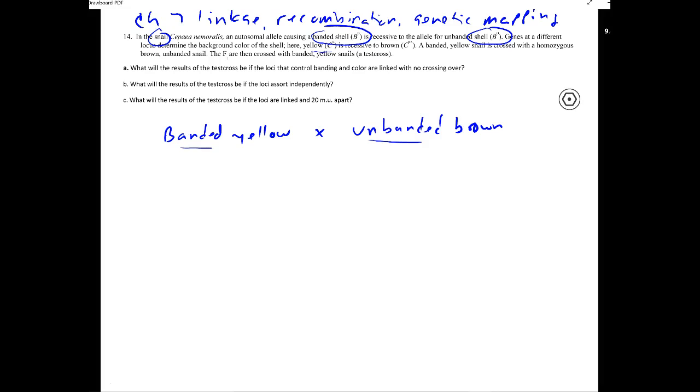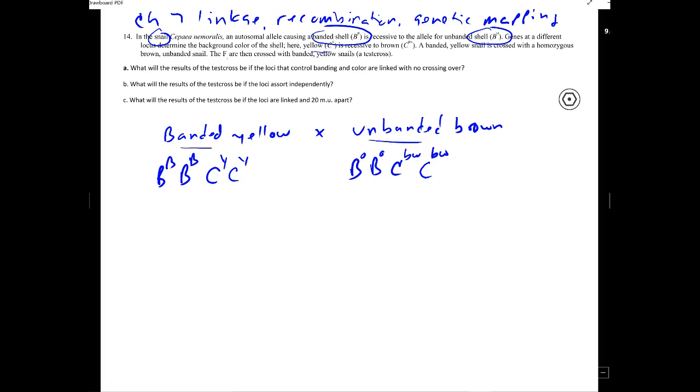So if it's banded yellow, we know what the genotype is. That means we have big B, so that's banded. We're homozygous for that. We're yellow. We're homozygous for that. We've got unbanded, that's the B, O, and it's homozygous for unbanded. That's dominant, so they had to tell you it was homozygous. And then color is brown, like this.